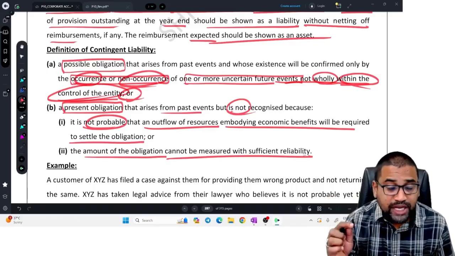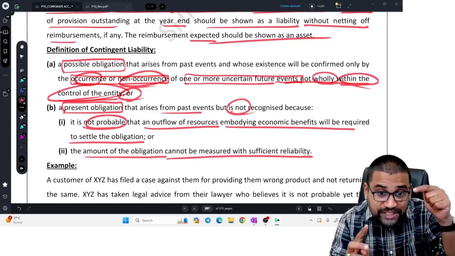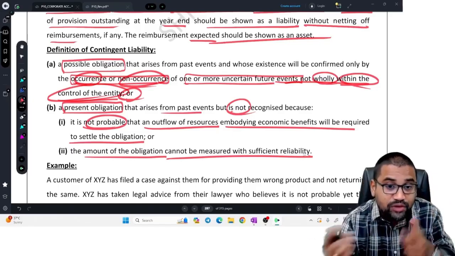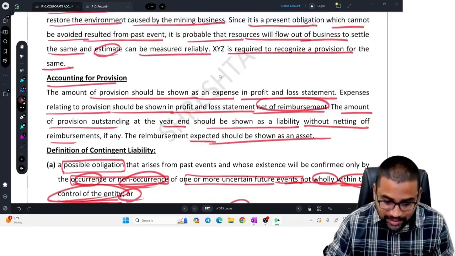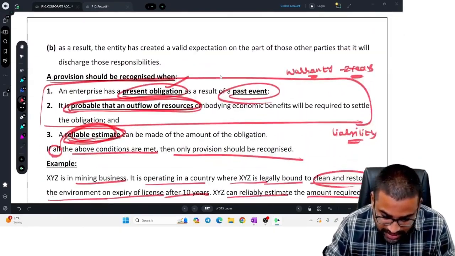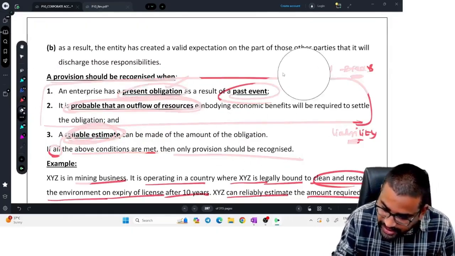That means in order to recognize provision, 3 conditions are there. Present obligation, probable outflow of resources, reliable estimation. In that, first one is satisfying, remaining 2 failing. Therefore, we should not recognize it as provision. It is a contingent liability. Or see, contingent liability can be defined in a very easy manner also. See, these 3 conditions are there.